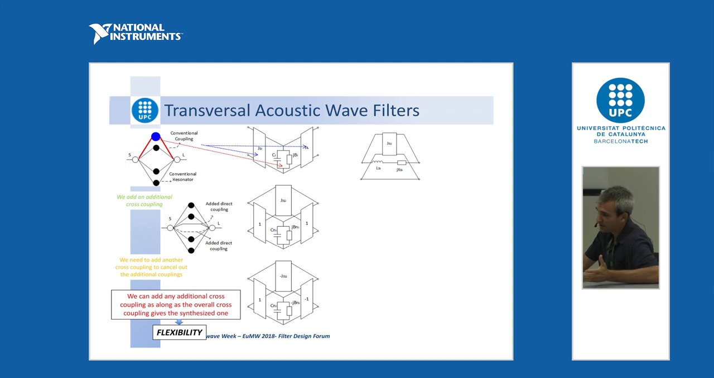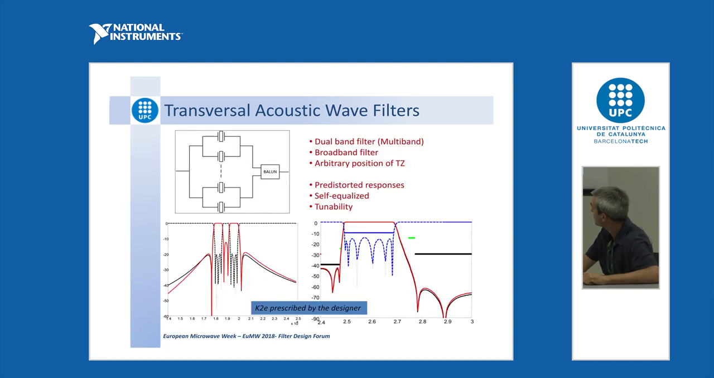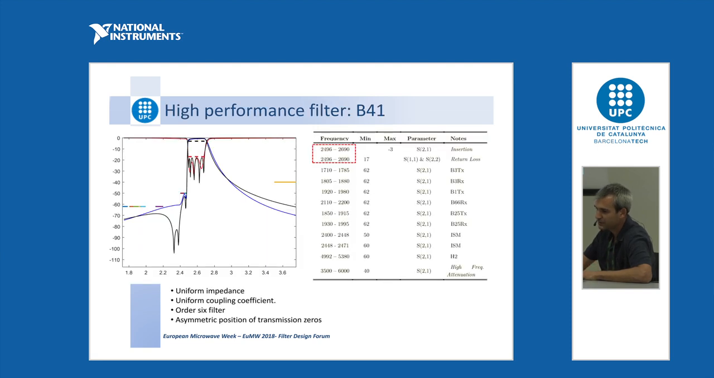Now that we know how to obtain that topology, we'll show some examples. As we said, we can obtain multi-band responses. This is a dual band response. We can also obtain very wide band responses. This is 200 megahertz, achieved with only a sixth order filter, which is something we cannot achieve with ladder filters, with asymmetric distribution of the transmission zeros. And we can also obtain predistorted responses, self-equalized responses, and we also have some trimming or tunability that we can apply to those filters.